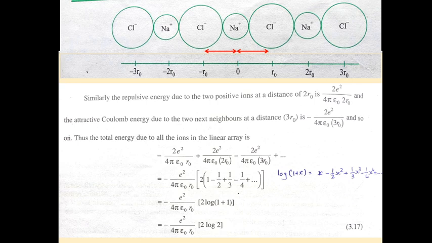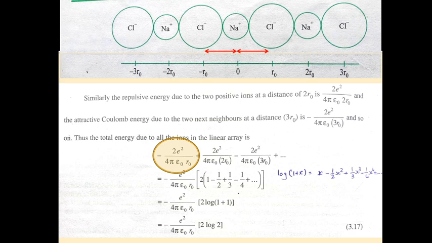I am finding a chlorine ion, and therefore it is attractive in nature, because sodium is a positive ion, chlorine is a negative ion, and therefore they are attractive in nature. So if I calculate their Coulombic energy, or the attractive Coulomb energy, it would definitely be preceded by a negative sign. The factor 2 is because two chlorine ions are on either side of the zeroth position sodium ion, and therefore I am multiplying by a factor of 2.